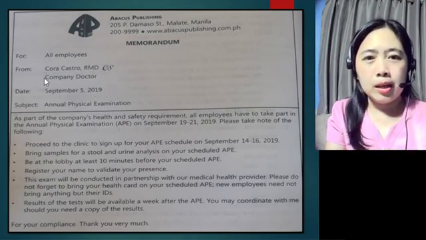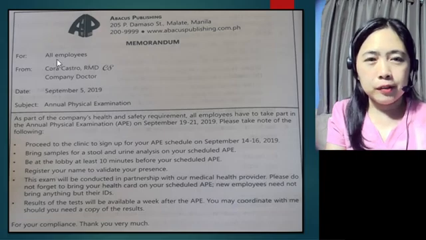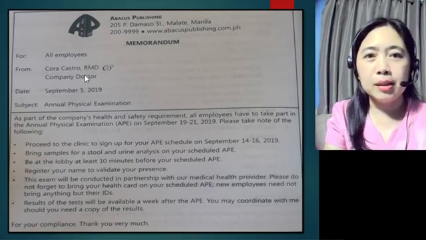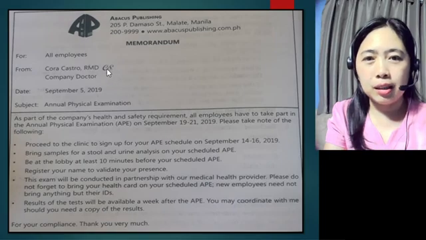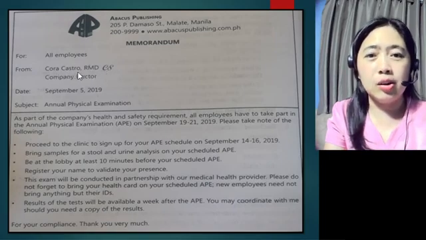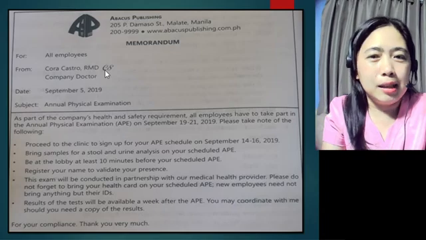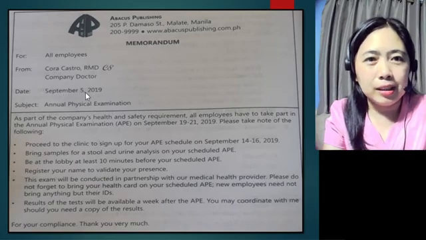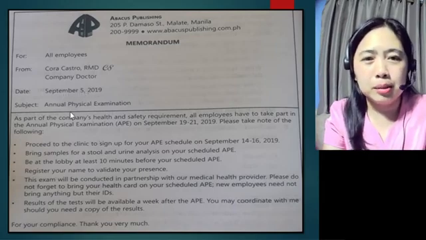Okay, so the "To" line here is for all the employees. The "From" line came from the company doctor. The initials are CS, which means Cora Castro, or we don't know, this is his or her initials. Date, you can see it's very clear, not using the numeral numbers.